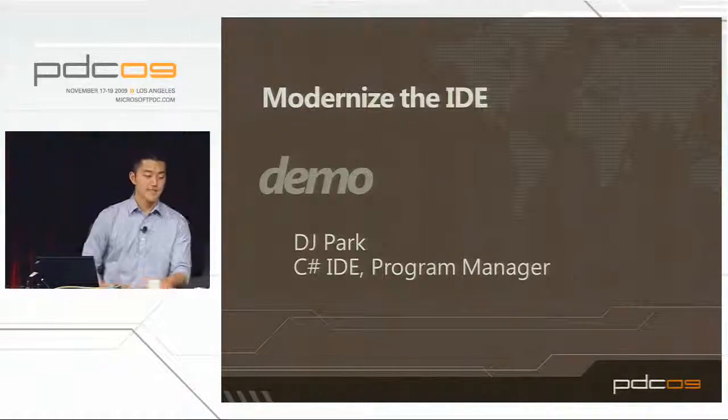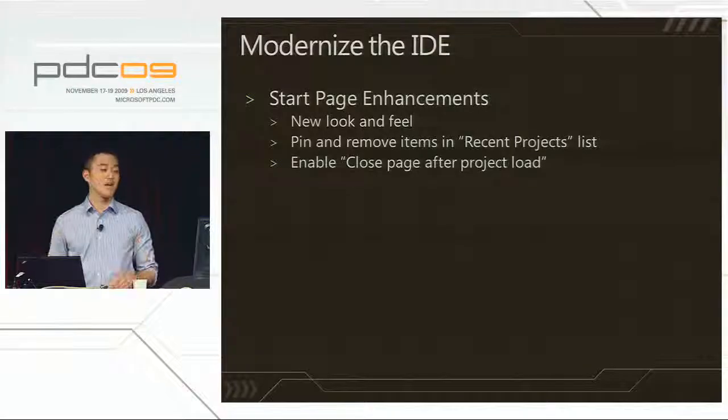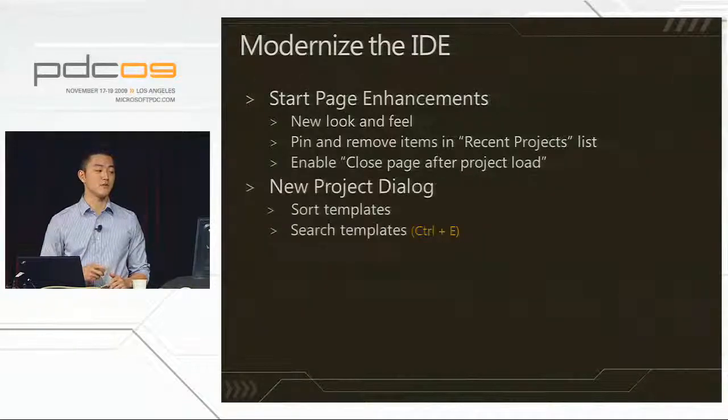All right, let's take a quick moment to take a break and summarize what we just covered. So we took a look at start page enhancements, the new look and feel, being able to pin and remove items from the recent projects list, being able to control different options directly from the start page as well. Took a look at the ability to sort and search in the new project dialog. That Control-E shortcut's actually quite handy, so go ahead and use that.